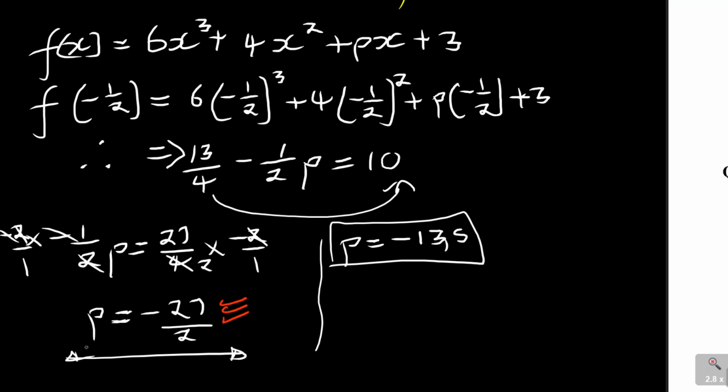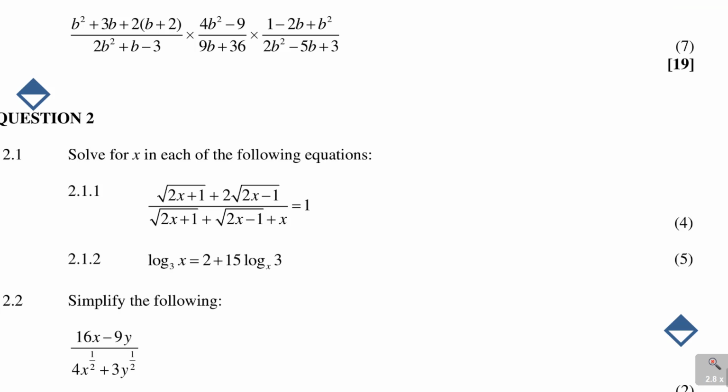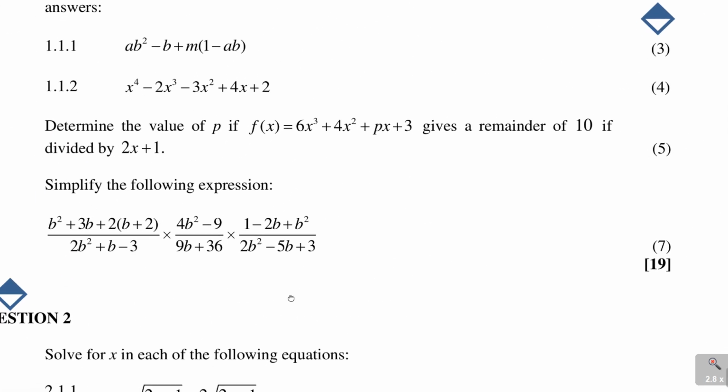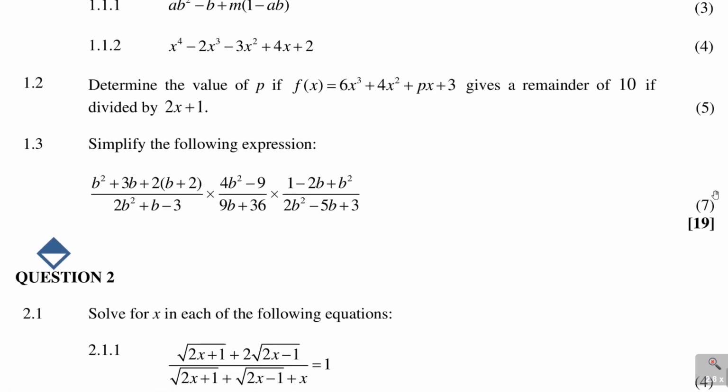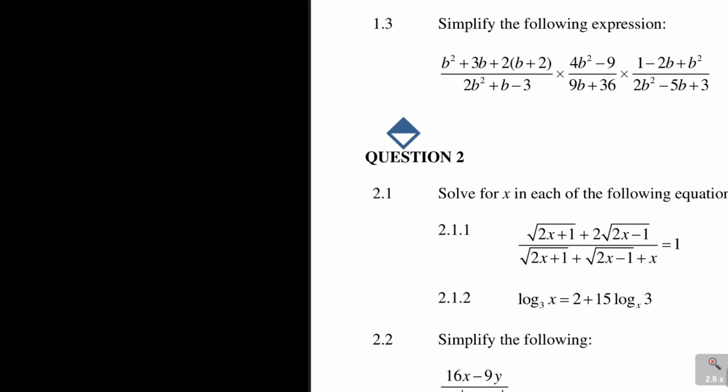So guys, the concept doesn't change. It's just a matter of you being careful with your calculator, how you calculate this. All right. Let's erase that and look at the other one. I think the last one, 1.3, they made it 7 marks. Was it that bad? Okay, let's look into this. Why did they make it 7 marks?